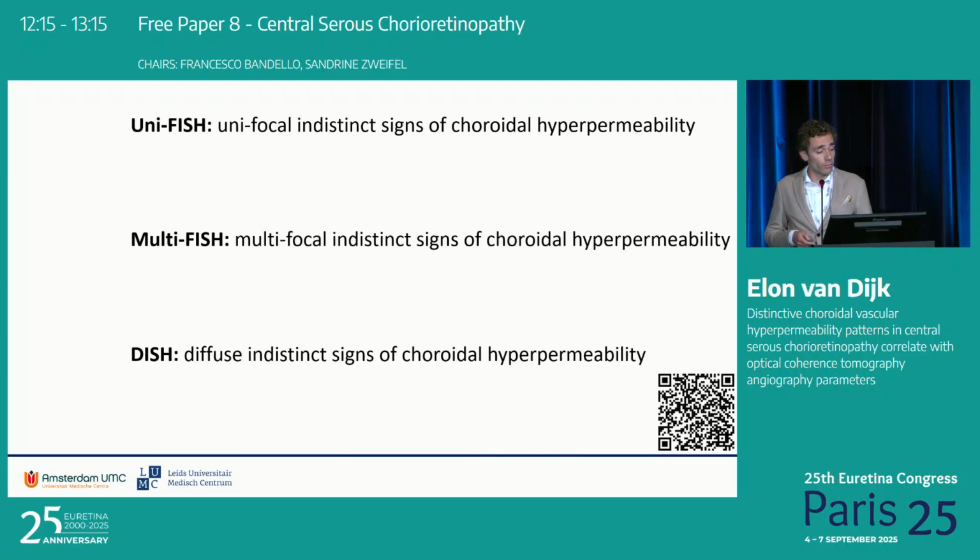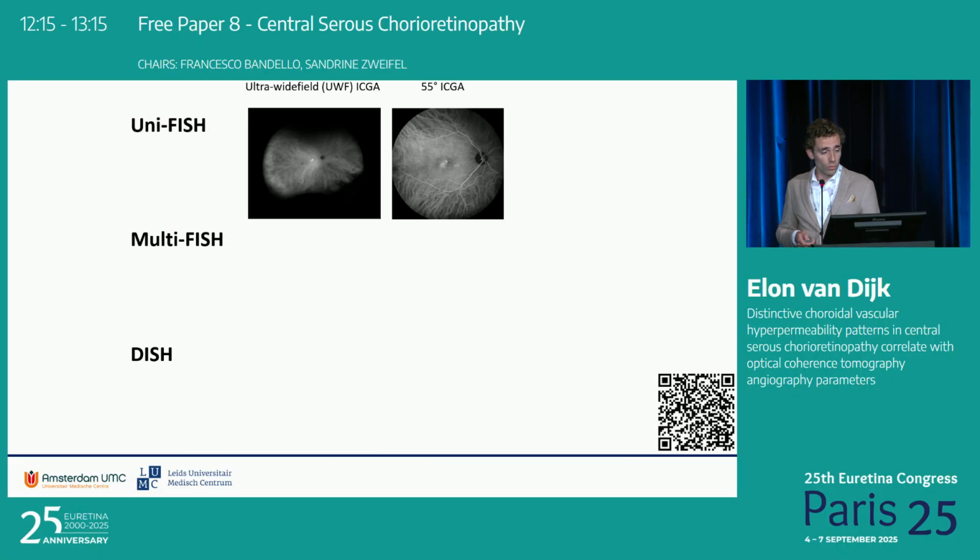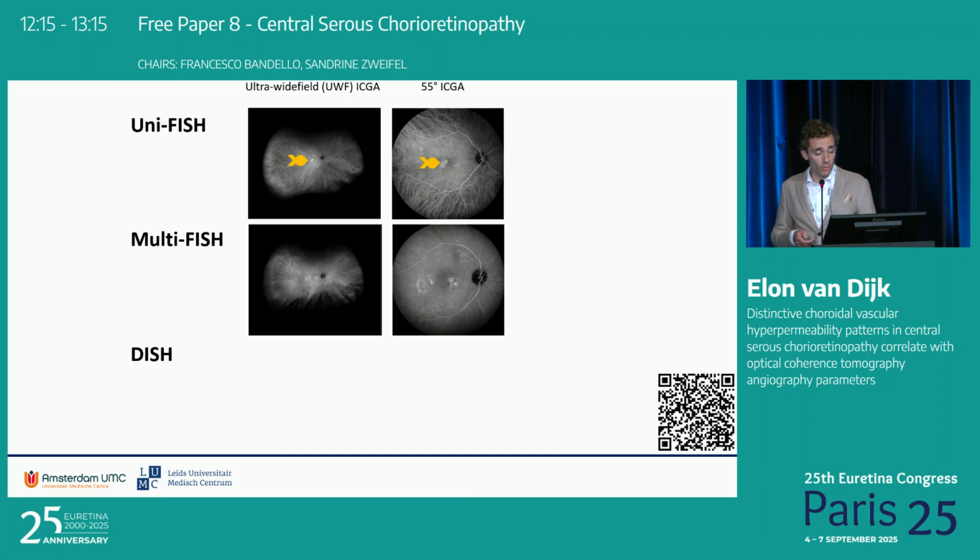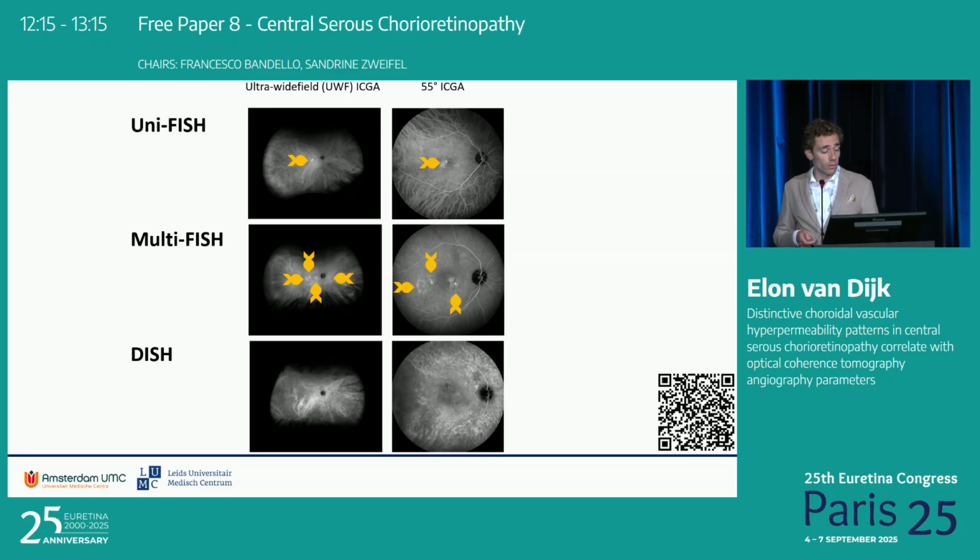So coming back to the 3 categories we designed, it's unifish, unifocal signs of indistinct hyperpermeability on ICGA. Then it's multifish, multiple areas of these indistinct abnormalities on ICGA. And there's dish, the diffuse indistinct signs of hyperpermeability, like you see here.